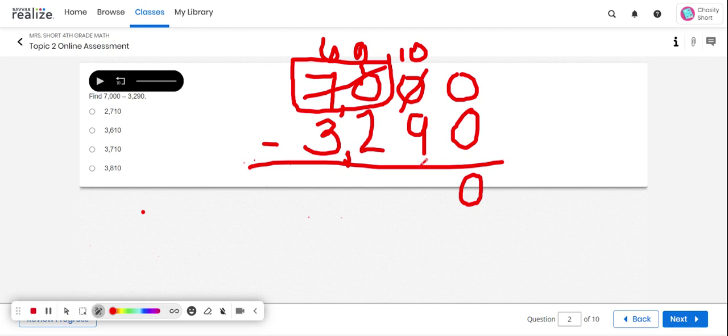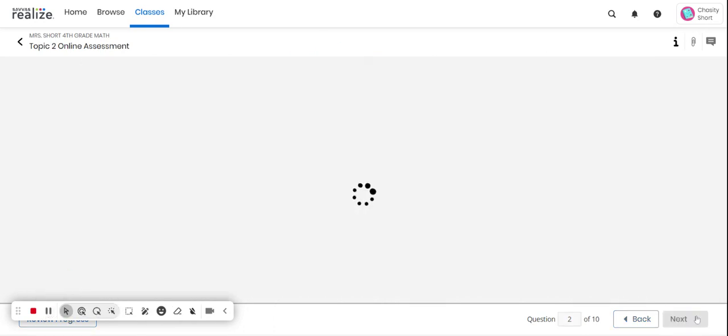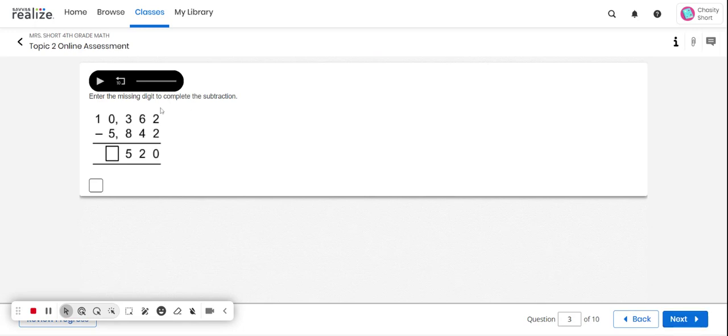All right, so 10 minus 9 is 1. 9 minus 2 is 7. 6 minus 3 is 3. And that is going to match up with that one right there. All right. Enter the missing digit to complete the subtraction.